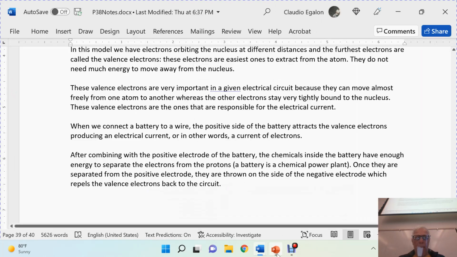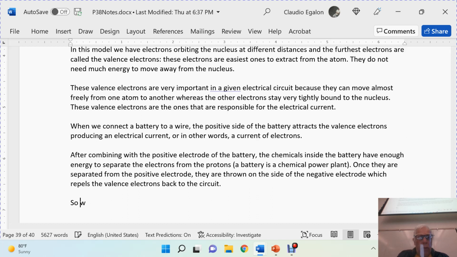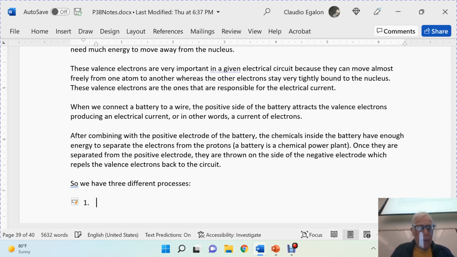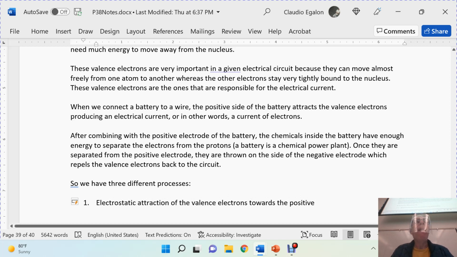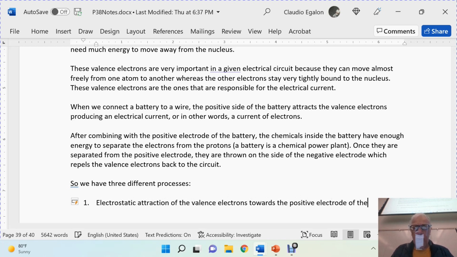So let's see, we have three different processes. Two, actually, it's two different processes. Let's put three. One, electrostatic attraction of the valence electrons towards the positive electrode of the battery.